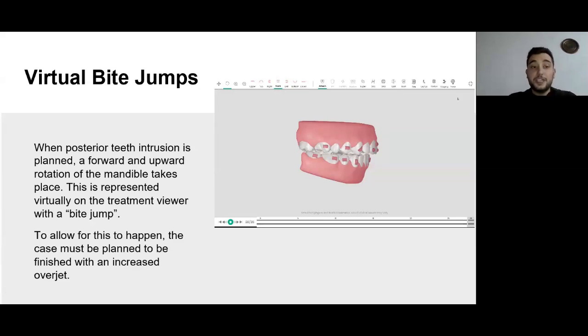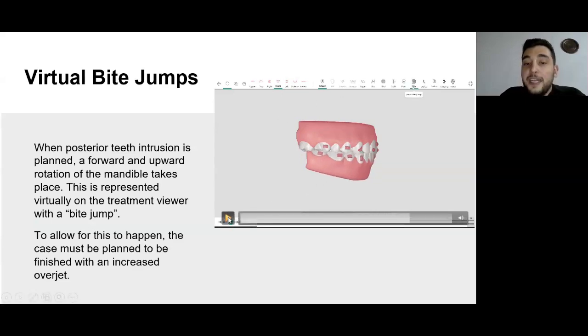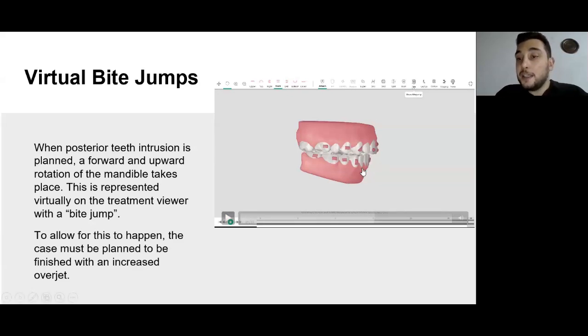When posterior teeth intrusion is planned, a forward and upward rotation of the mandible takes place, and this is represented by the bite jump in the treatment viewer. One important clinical tip whenever you have a virtual bite jump is to always check the step right before the bite jump takes place. We need to make sure we have enough overjet to allow this forward and upward movement of the mandible. Otherwise, if we haven't planned enough overjet and the technician just planned a vertical movement for the bite jump, this is unrealistic. You have to keep an eye out for that. You have to always make sure that you have enough overjet to allow this mandibular autorotation.